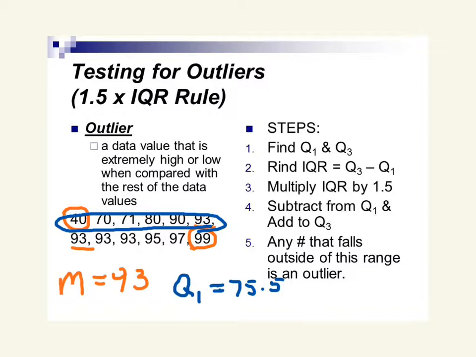Okay, change colors again here. So then Q3 is the median of the top half of the data. So in this case, Q3 would be the average of 93 and 95. So Q3 will be 94.